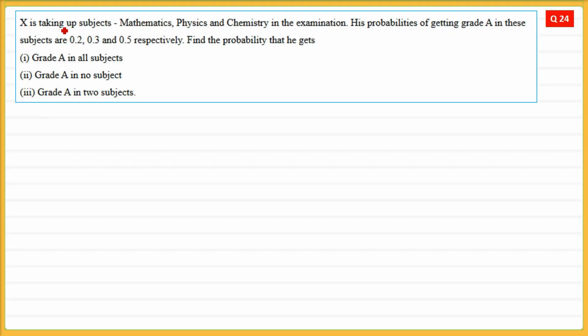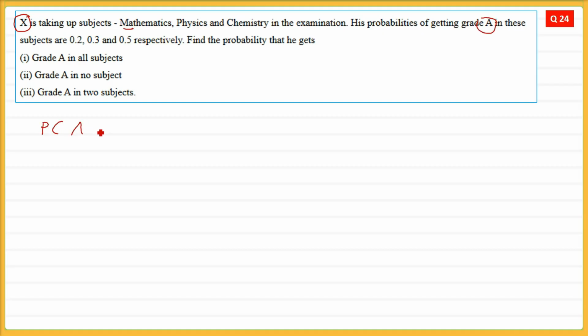Now X is a person, a student you can call. Now he is taking up 3 subjects for the examination: mathematics, physics and chemistry. His probabilities of getting grade A in these subjects are given, which is 0.2, 0.3 and 0.5 respectively. We have to find the probability that he gets grade A in all subjects, grade A in no subjects, grade A in 2 subjects. So let's write what all is given first.